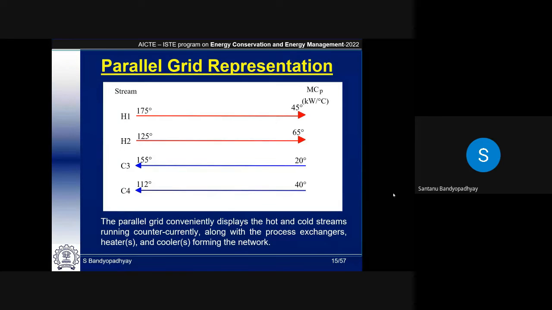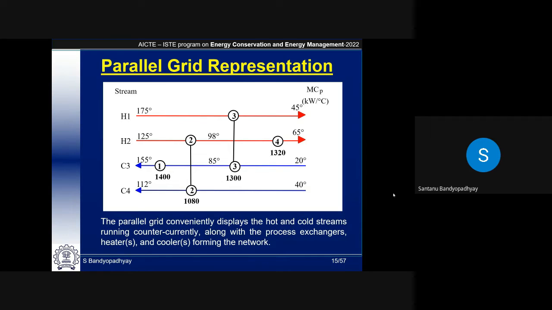Now, that particular diagram, previous diagram, was extremely cluttered. We are going to present it in a simpler form called parallel grid representation. So here is H1, which is a steam heater. Exchanger 2, which is between H2 and C4 with a duty of 1080. Exchanger 3 is between H1 and C3 with a duty of 1300, and exchanger 4, which is a cooling water, with a duty of 1320. Okay.